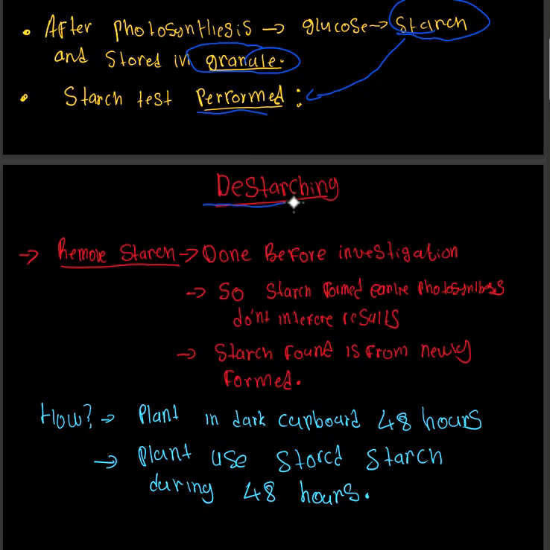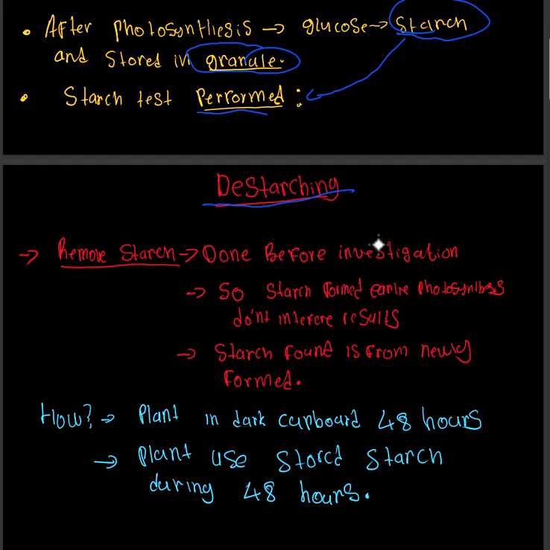In our investigation of photosynthesis, we must make sure that we perform a process called destarching. What do we mean by the word destarching? The word destarching means removal of the starch. Before we perform our investigation, we must make sure that we remove all the starch that was formed earlier before our investigation.